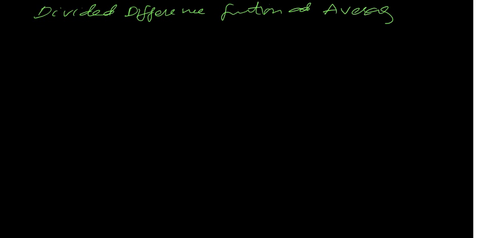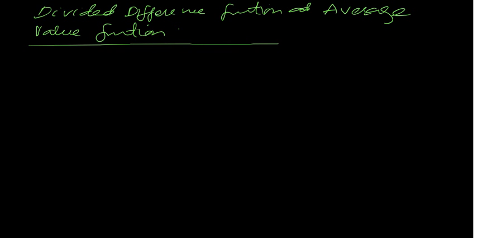Today in this lecture we discuss some more properties of monotone functions. First of all, we define the divided difference function and the average value function. Suppose we have a given integrable function which is defined on a closed and bounded interval.